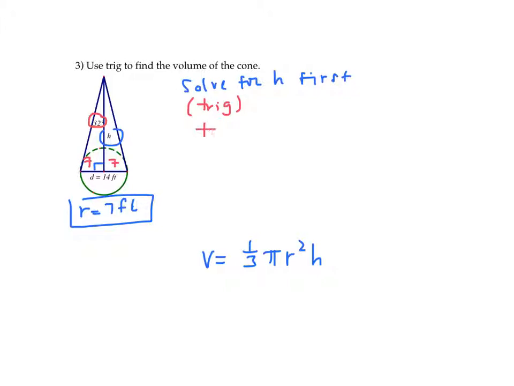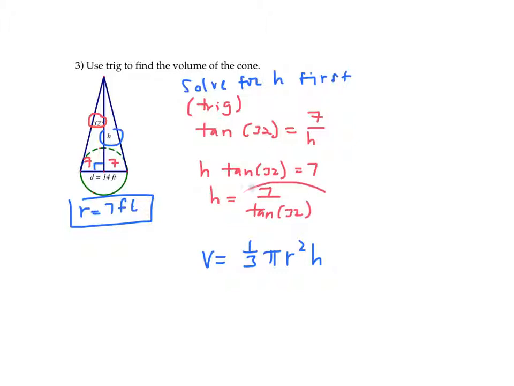So I can say the tangent of 32 degrees is equal to the opposite side of 7 over the adjacent side, h. Okay, cross multiply, we get h times the tangent of 32 is equal to 7, and therefore h is equal to 7 divided by tangent of 32. All right, we're going to leave that in its exact form. We're going to plug everything into our volume formula. So we're going to have volume equals 1/3 times pi times 7 squared times 7 divided by tangent of 32.